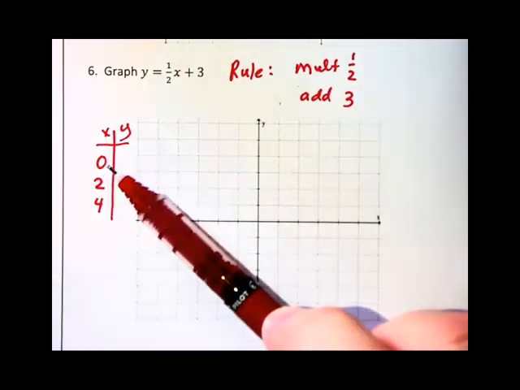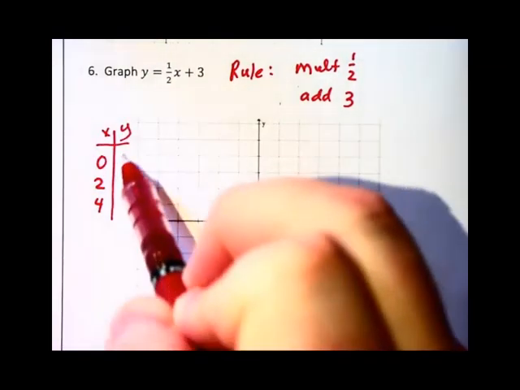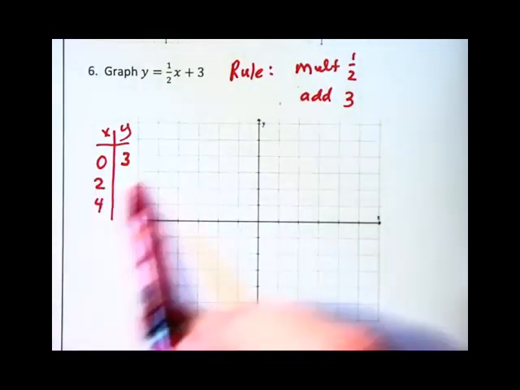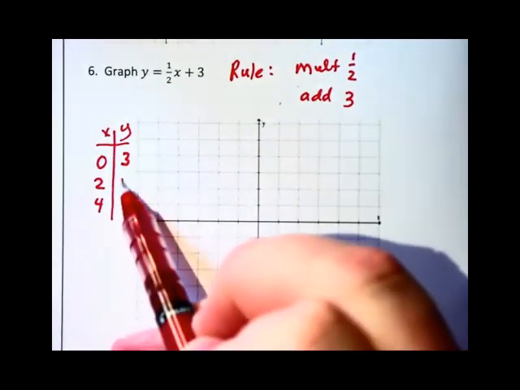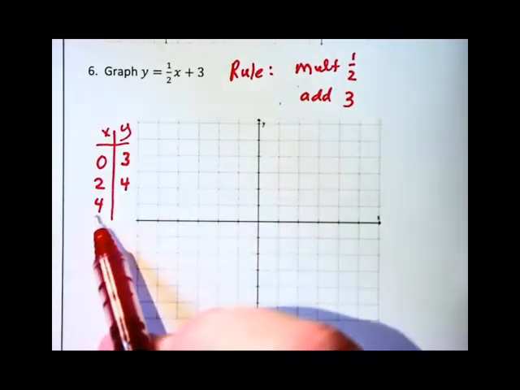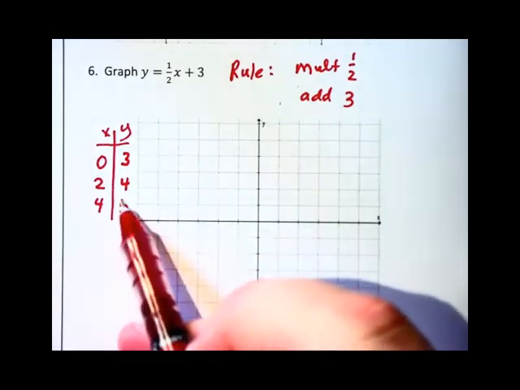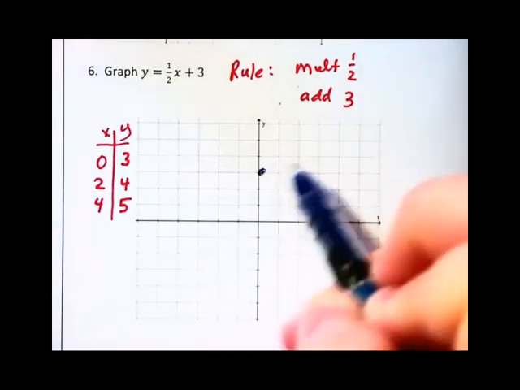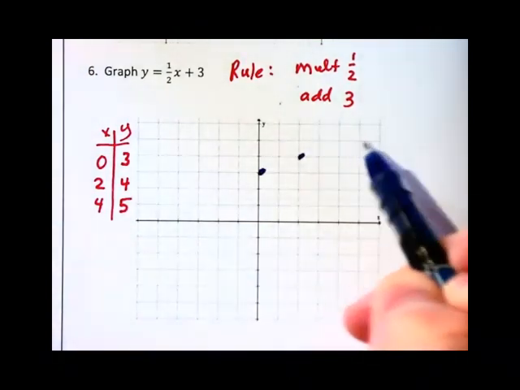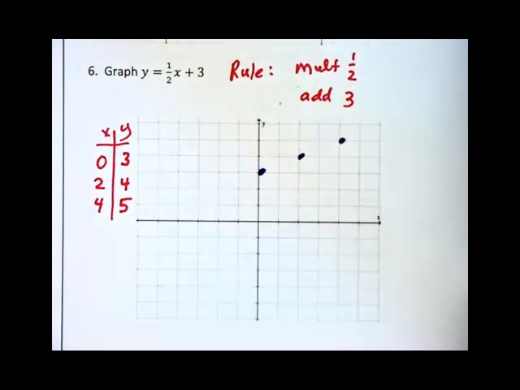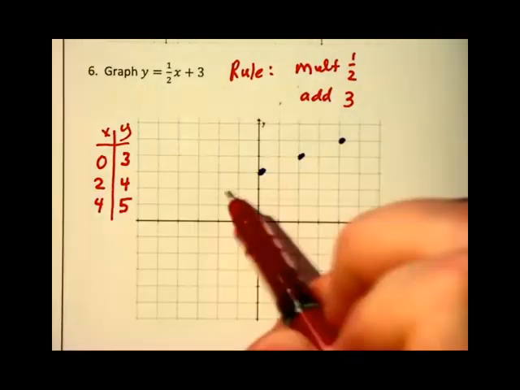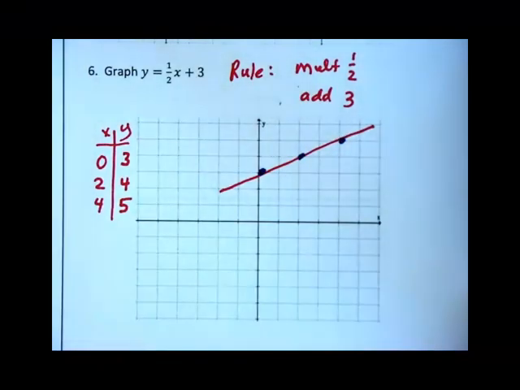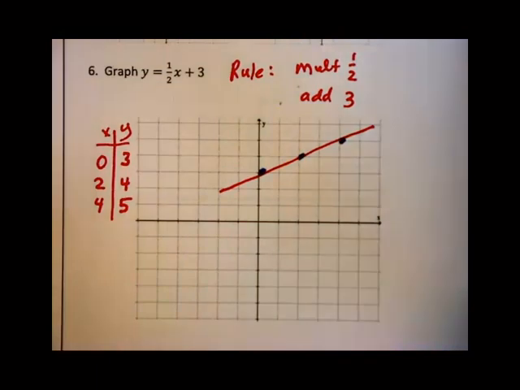1/2 of 0 is still 0. Adding 3, we get 3. 1/2 times 2 is 1, plus the 3 we get 4. And 1/2 times the 4 is 2, plus the 3 we get 5. So we have these points 0, 3, 2, 4, and 4, 5 right there, through which we can then draw our line. Okay, let's move on to another problem.